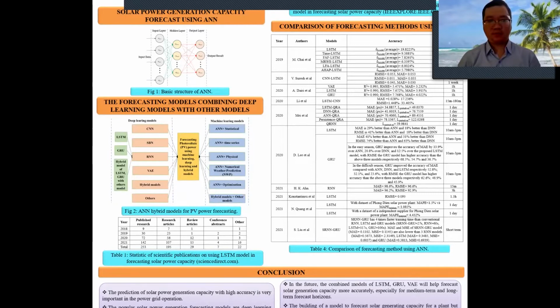Next, I want to talk about forecasting models combining deep learning models with other models. Figure 2 shows ANN hybrid models for PV power forecasting. With machine learning models, we can combine ANN with statistical models, time series, numerical weather prediction, optimization, and some other hybrid models. With deep learning models, we can use CNN, RNN, SBN, VAE, and hybrid models. In RNN models, we have combined models of LSTM and GRU.